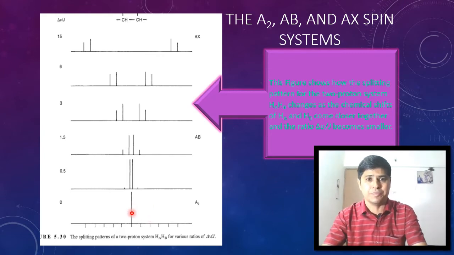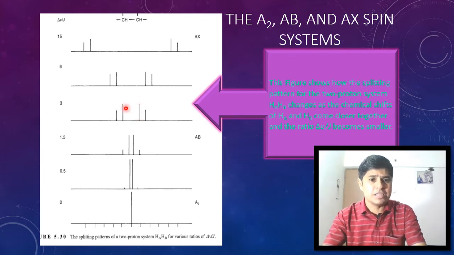A2 spin system. Okay, so this is what A2 spin system, and this is what AX spin system. Now see, when these two doublets come closer, we will have such type of picture. When these two doublets again come closer, we will have such type of picture.